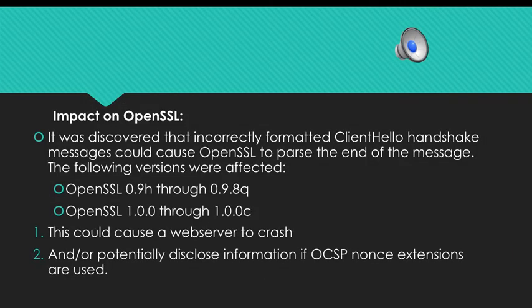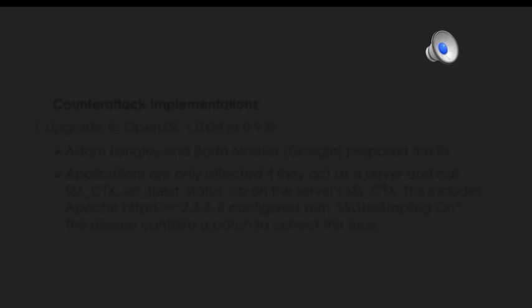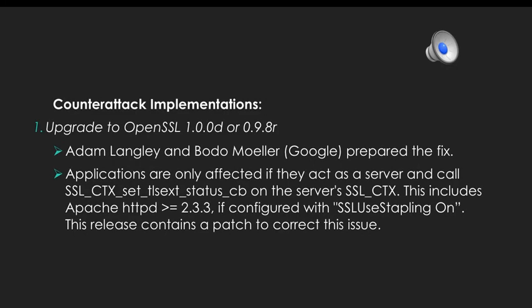Witty hackers have learned that they could incorrectly format the client hello handshake message and parse the end of the message, triggering an invalid memory access causing a web server to crash. As well, there is a potential for information to leak if OCSP nonce extensions are used. Users of OpenSSL are strongly advised to upgrade to OpenSSL 1.0.0D or 0.9.8R, where a fix was prepared.